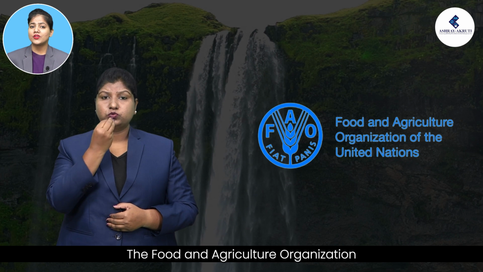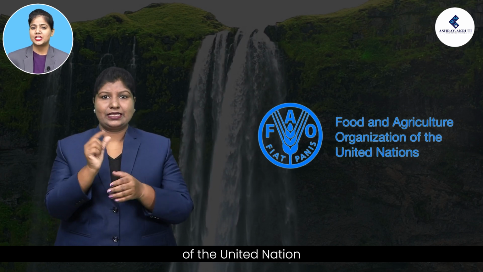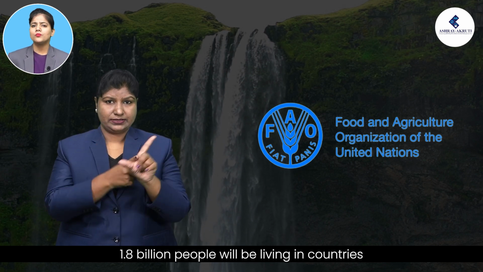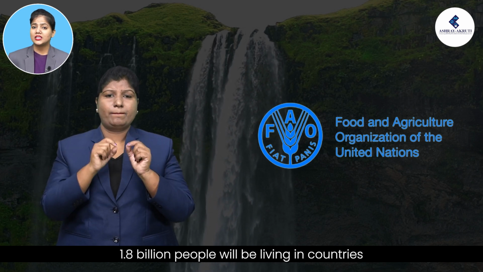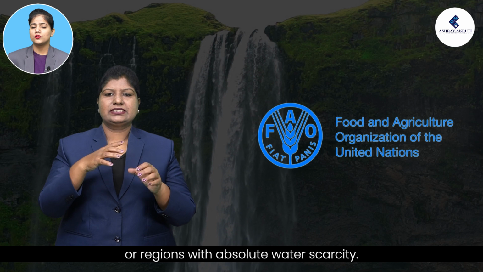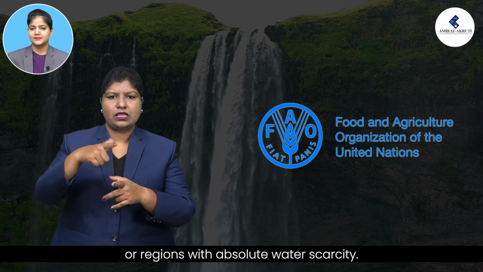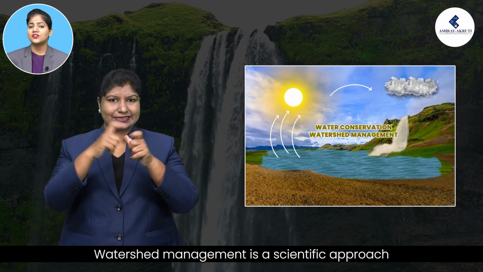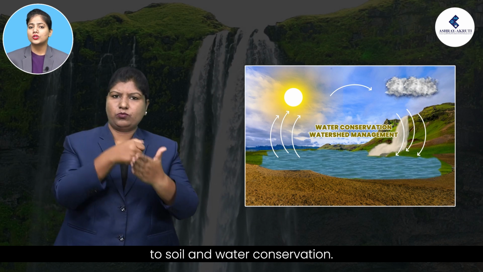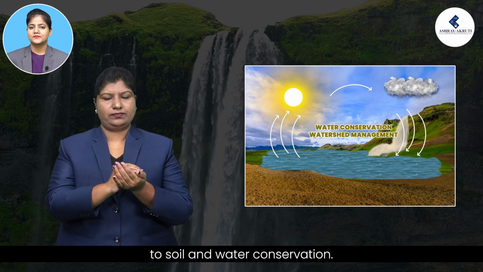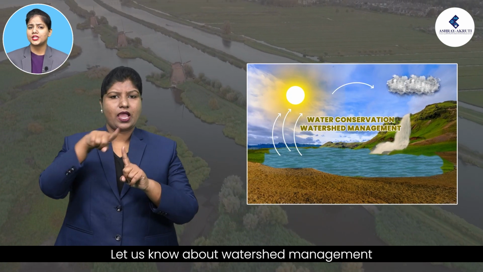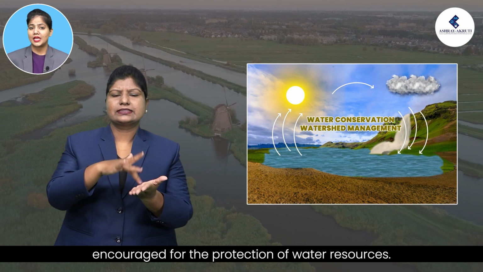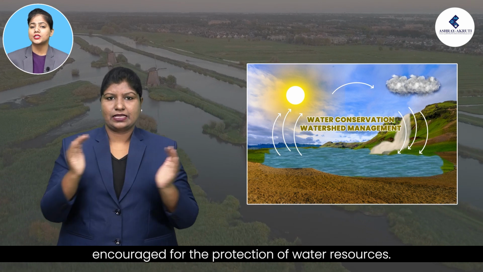The Food and Agriculture Organization of the United Nations has predicted that by 2025, 1.8 billion people will be living in countries or regions with absolute water scarcity. Watershed management is a scientific approach to soil and water conservation. Let us know about watershed management and the local system of irrigation encouraged for the protection of water resources.